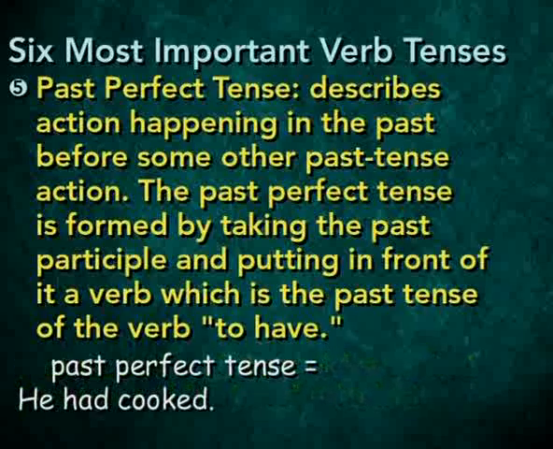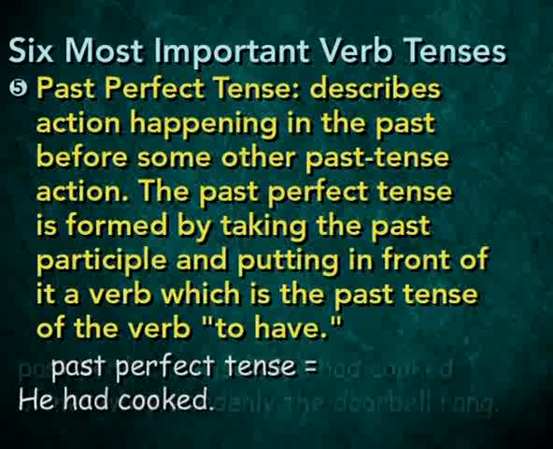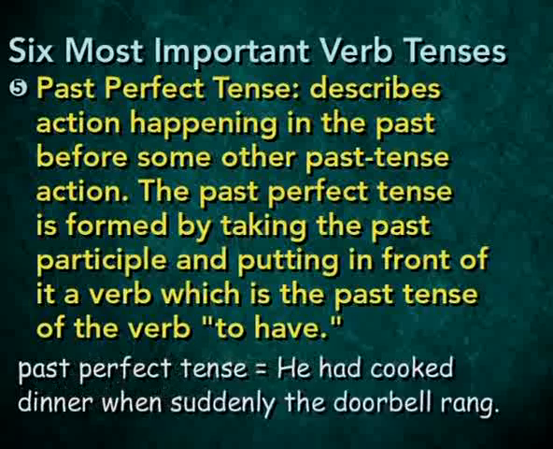Now remember, the past perfect tense is used for past actions occurring prior to other past actions. So, for example, we could use the words, he had cooked, in a sentence like this one. He had cooked dinner when suddenly the doorbell rang. Now notice what's happening in this sentence. We're told about two events that happened in the past, the ringing of the doorbell and the cooking of the dinner. Now, which came first? Well, we're told in this sentence that the cooking of the dinner came before the ringing of the doorbell.